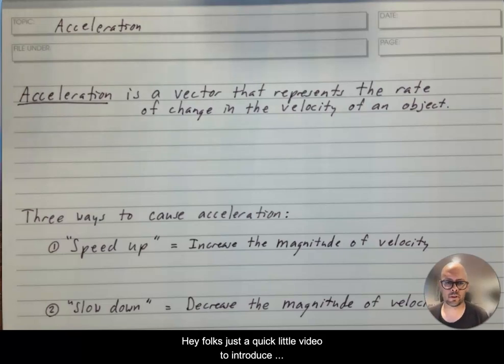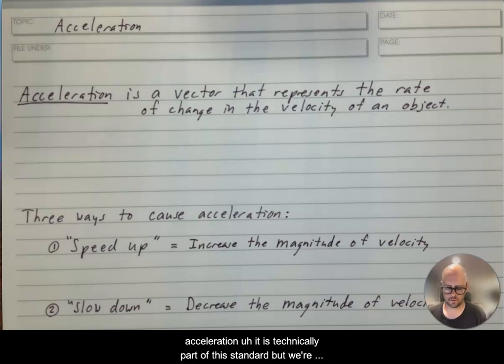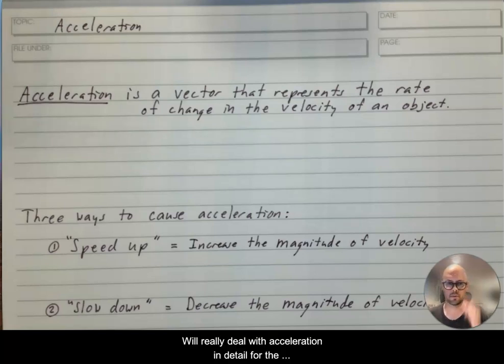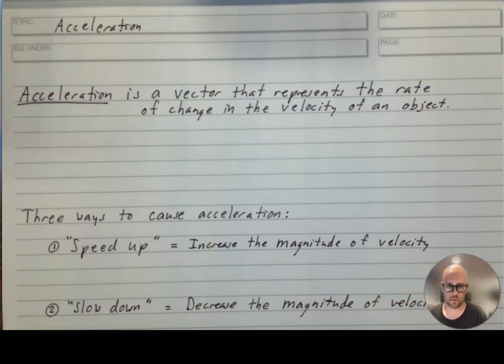Hey folks, just a quick little video to introduce acceleration. It is technically part of this standard, but we're really going to dig into it in a later standard. So take notes now, and we'll really deal with acceleration in detail for the rest of the unit after 1.1.